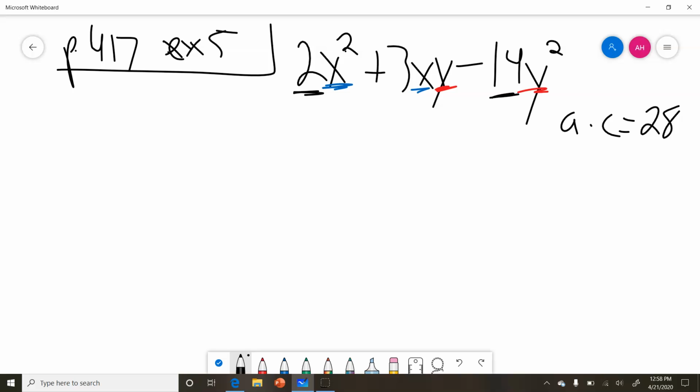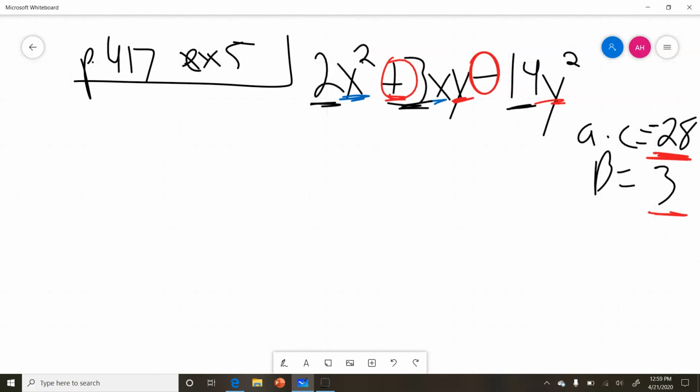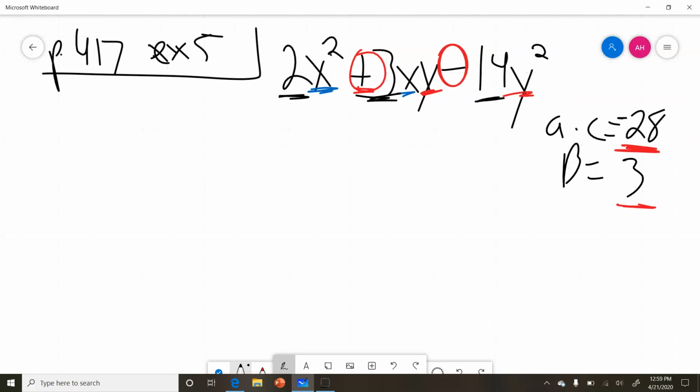We got 28. And then what is B? Well, in this case, B is plus 3. You see that right there? It is a positive 3. So if this is a negative and this is a positive, that means we're going to have one positive, one negative, and the positive is going to be bigger because the number comes out positive. So we say, what times what is going to be 28 and give us positive 3? It's going to be negative 28, actually. Sorry, negative 28, and give us positive 3. Let's say that we have 28 down here.